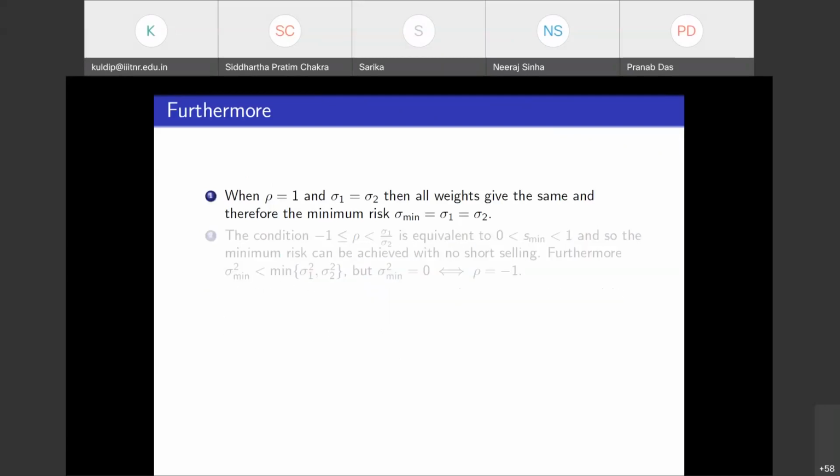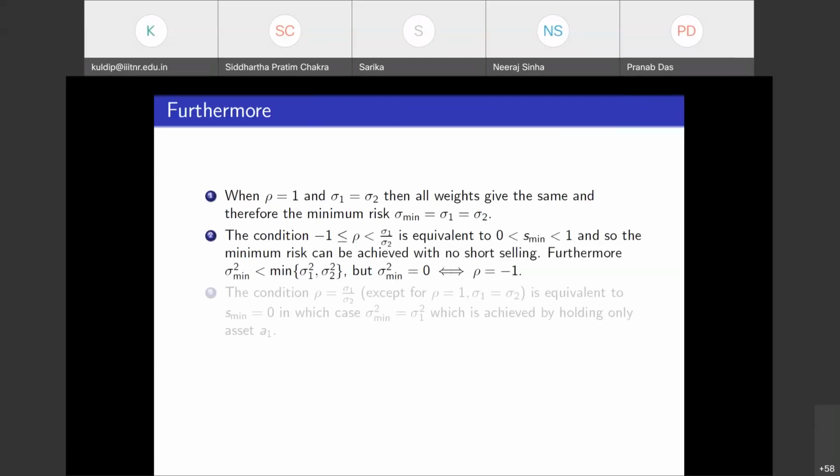Suppose if your rho is equal to 1 and sigma 1 equal to sigma 2, then all weights have the same risk, and therefore the minimum risk. So it does not matter what weights W1 and W2 you are choosing. Any combination of weights will give you the same risk. So you can actually invest in only one asset, or you can invest in the second asset. You can take any combination, the same as the minimum risk level.